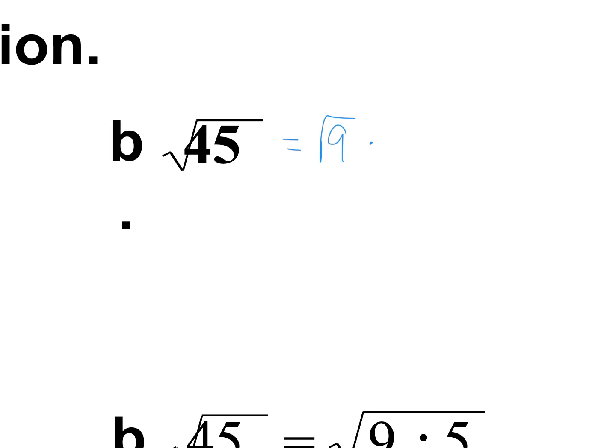Now I need to find the leftovers, or what is left. 5. Everyone agree? So to get that, 45 divided by 9. So we get 5. Last step, solve, right? What's the square root of 9? 3. And then tag on what's left over.